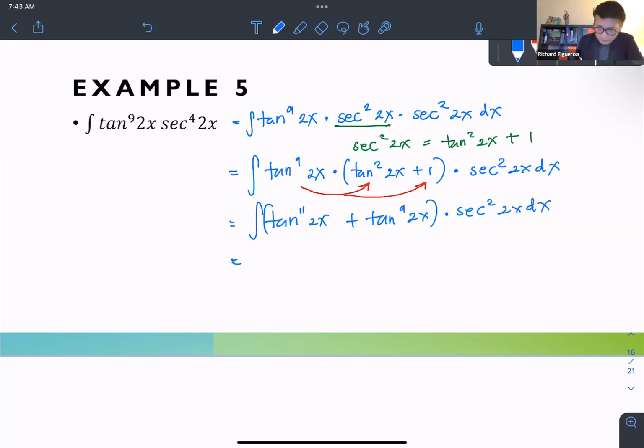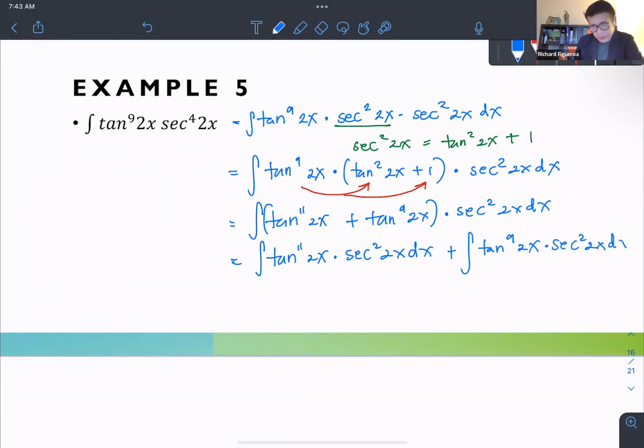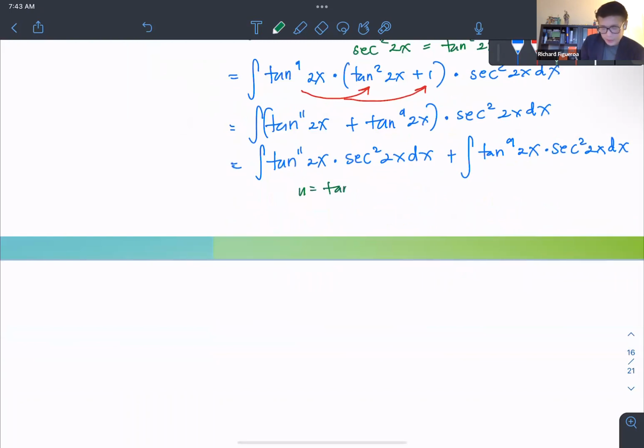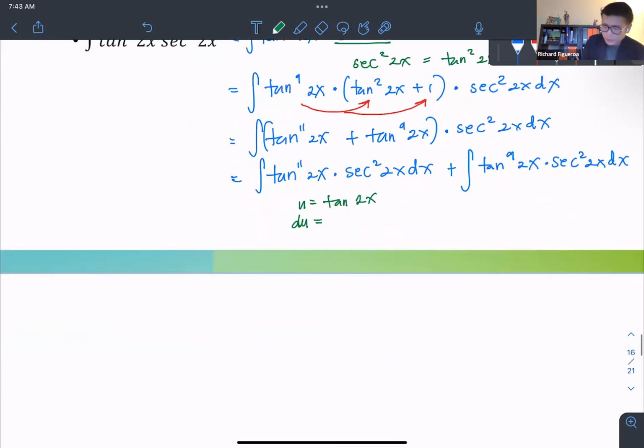So we separate. This is tangent to the 11, 2x multiplied with secant squared 2x dx, plus the integral of tangent to the 9, 2x multiplied with secant squared 2x dx. It's the same as case number 5. We let u be tangent 2x, because its derivative, what's the derivative of this? Secant squared 2x times 2 dx.